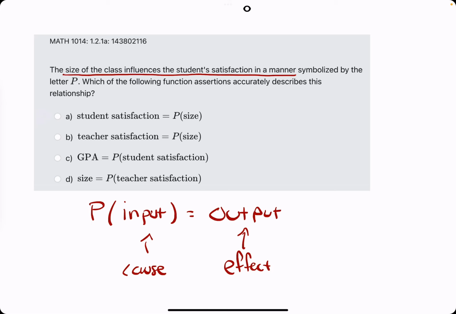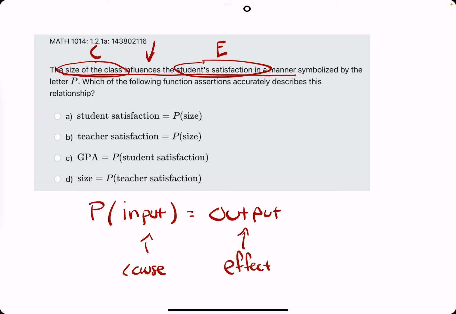So if we look at the statement, they say the size of the class influences the student satisfaction. So size of the class is one variable, and student satisfaction is another variable. It's all about the connecting word here in the middle that tells us what is causing what. What's the cause and what's the effect as a result of this middle word. So the size of the class is influencing the student satisfaction. So this would naturally be the cause, while this would be the effect, because it's the size of the class that affects what's happening with the student's satisfaction.